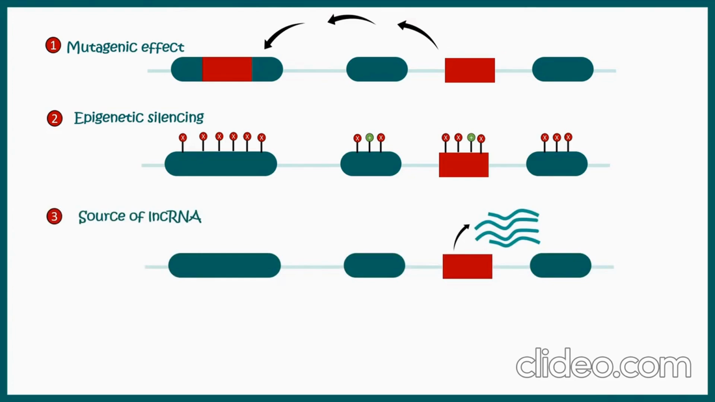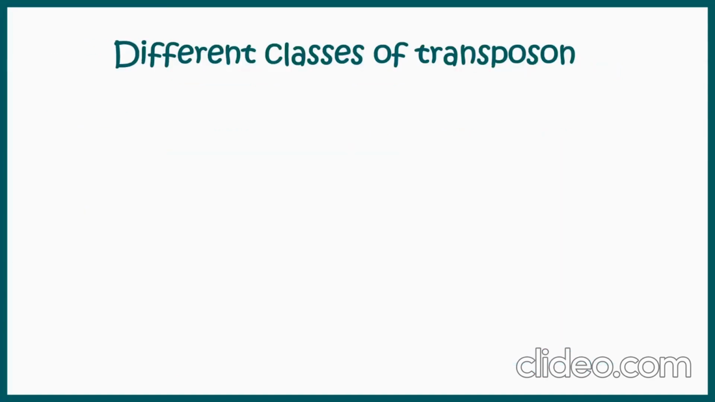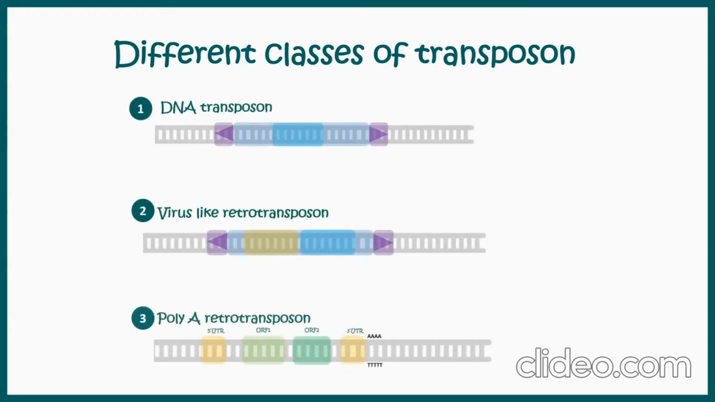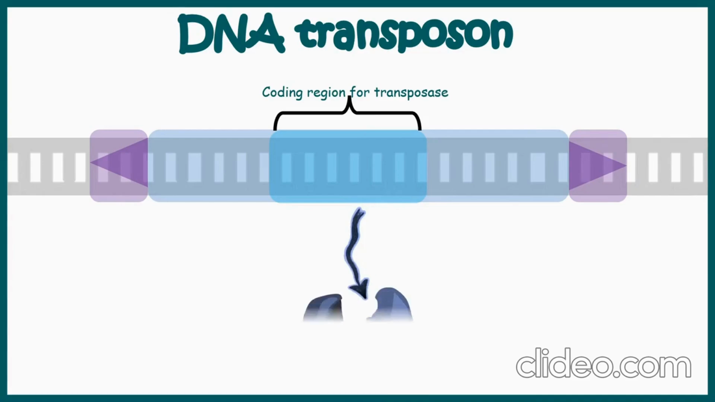Now let's talk about the classification. Different classes of transposons, at least an overview of it: transposons can be divided into three broad classes: DNA transposons, virus-like retrotransposons, and poly A retrotransposons. Each of them has distinct features. Let's talk about the DNA transposons first, which have a particular region known as the transposase coding region, which codes for the transposase enzyme. Another feature is the terminal inverted repeats, which are recognized by the transposase.